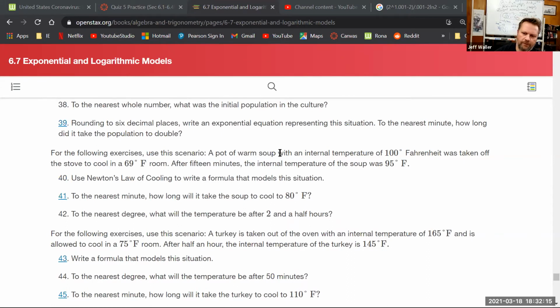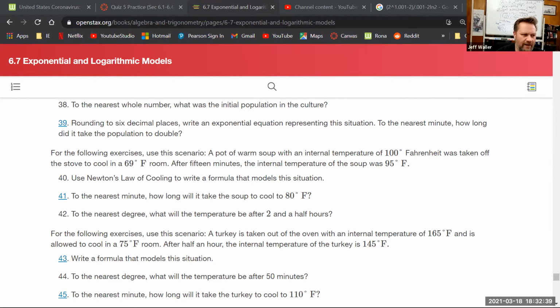Beautiful. A pot of soup, 100 degrees Fahrenheit. They should really boil that thing. Take it off the stove. And look at this, it's almost the same. In a 69-degree Fahrenheit room, after 15 minutes the soup has cooled to 95. It is, of course, approaching the temperature of the room.